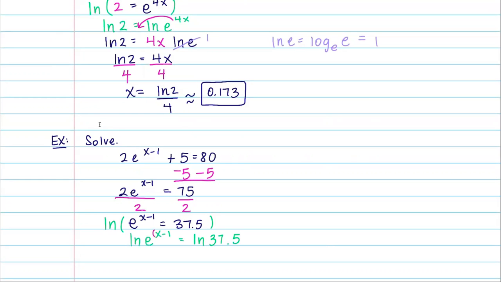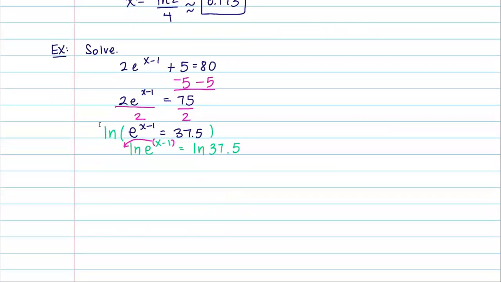So just like before, I'm going to bring down the entire exponent. You can put it in parentheses and bring it down in front. So it's going to be x minus 1, and then I'll rewrite everything else: natural log of e, natural log of 37.5. Remember, this expression goes to 1. And so we're left with x minus 1 equals the natural log of 37.5. And then we'll get x by itself by adding 1.